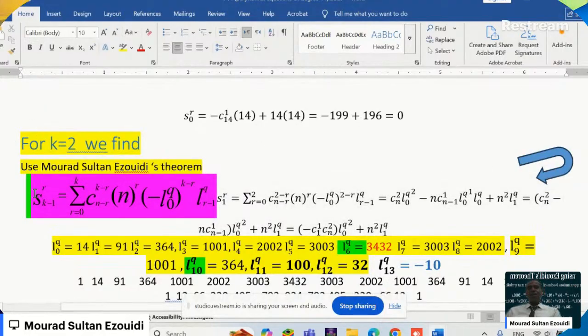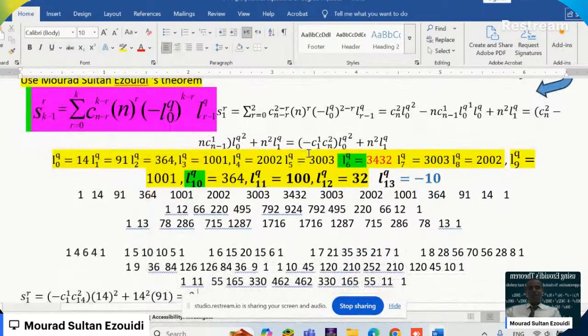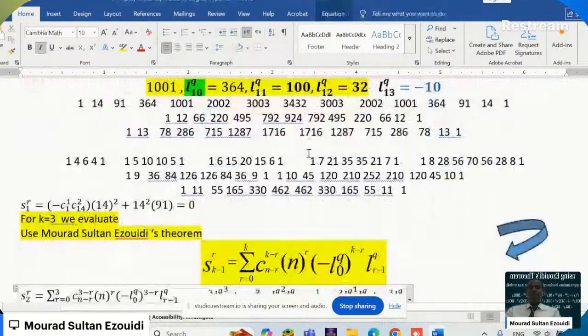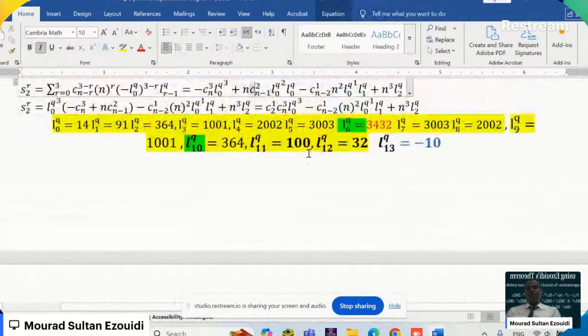Here, again, dive into the structure of the recursive formula of Mourad Sultan Ezouidi, and put k equals 2. You are going to derive the second coefficient of this new 14th degree polynomial equation that has been derived from the formula. This is the formula, professors. You can see this is the formula that will give you the value of S1. It will be combination 2 choose 1, combination n choose 3 as cubed minus n minus 2 choose 1 times n squared L0 times L1 plus n cubed times L2. So this is the second.